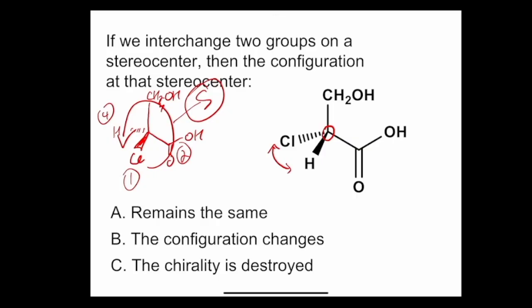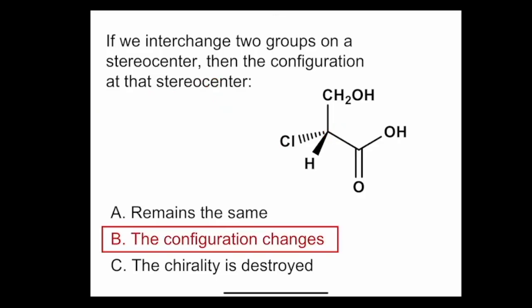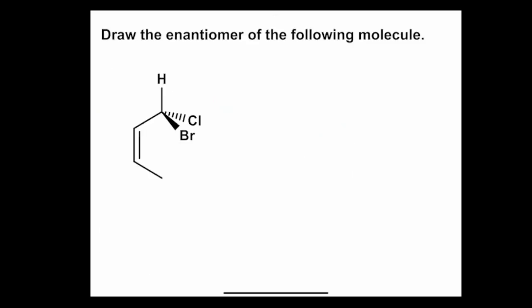This happens, the mirror plane though, only happens with R and S. Going through a mirror will change that position because again, this is like your left and right hands. So let me prove that to you. Draw the enantiomer of this guy.